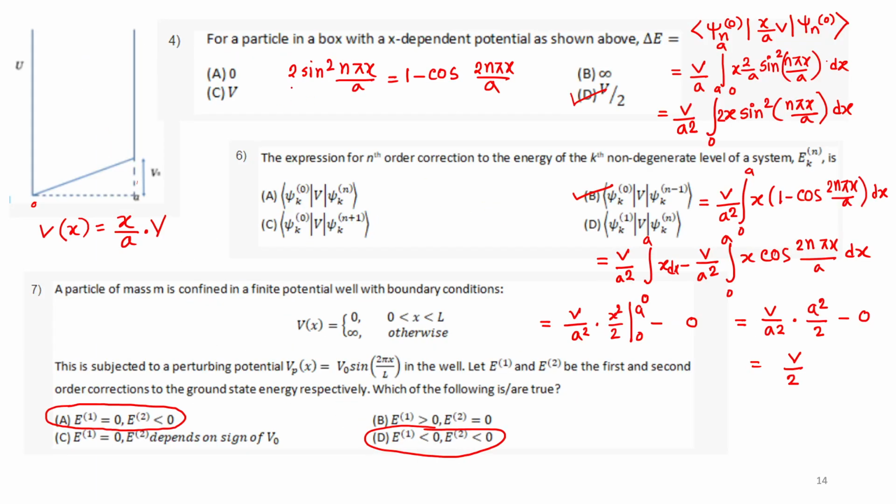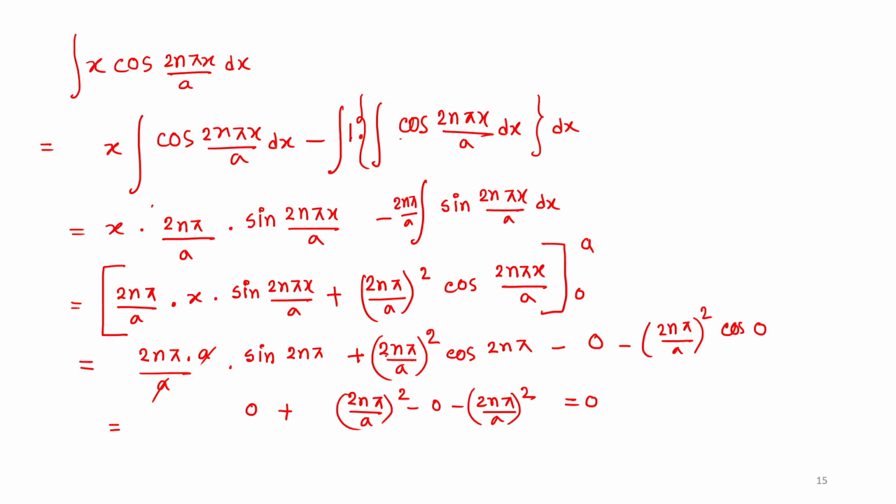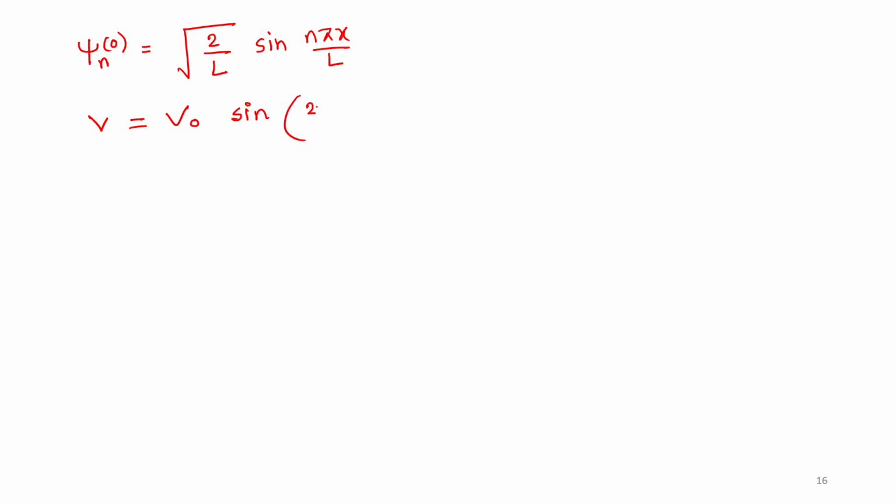So we know the psi n, right? Psi n 0th, that is root 2 by L sine n pi x by L, obviously, right? And your perturbation is also given, that is V naught sine 2 pi x by L. So your E first order, E 0th first order, right? Because this is to the first order correction.